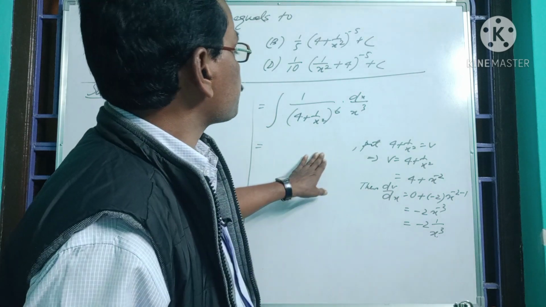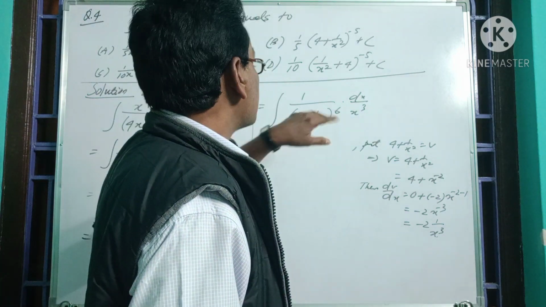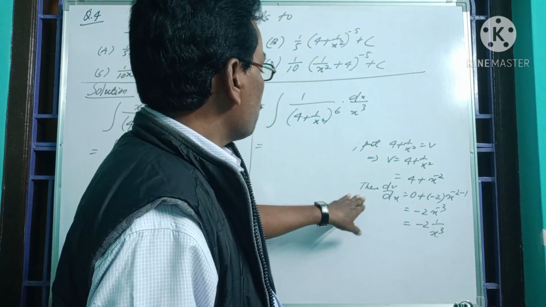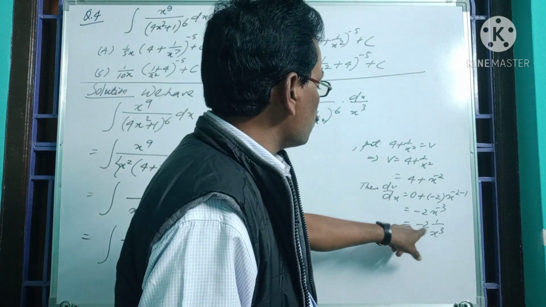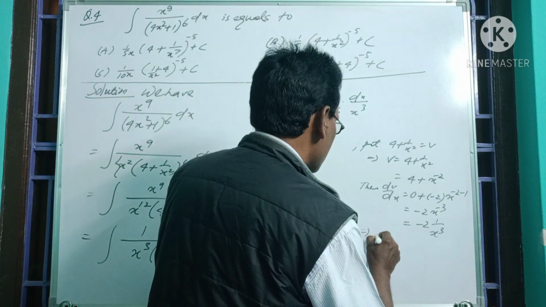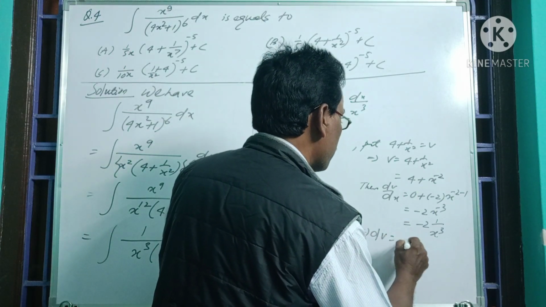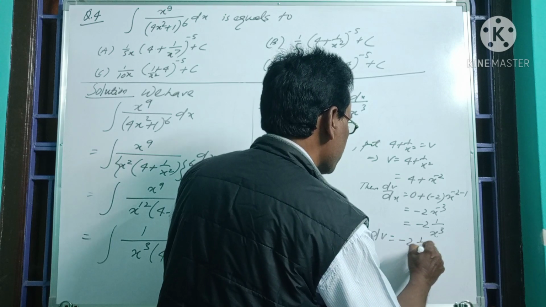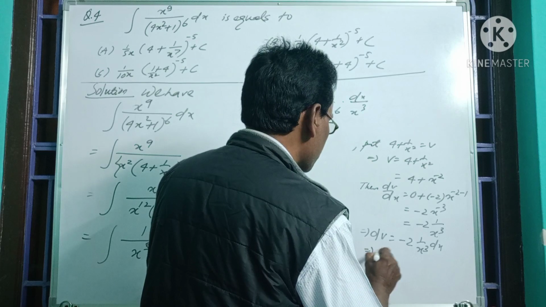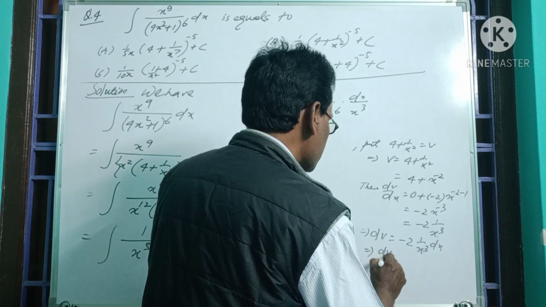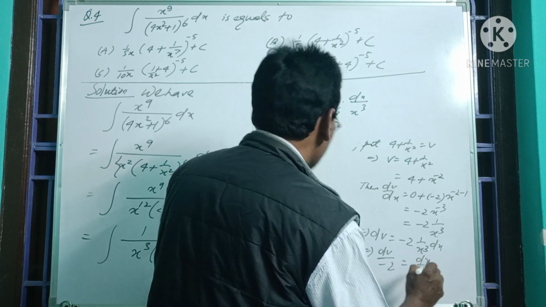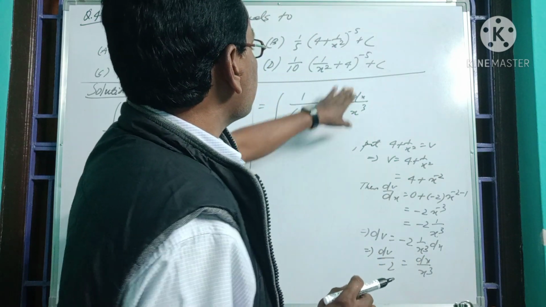So now substituting, we have dv by dx is equal to minus 2 into 1 by x cube. So again simplifying, we have dv is equal to minus 2 into 1 by x cube into dx. So again simplifying, we have dv by minus 2 is equal to dx by x cube, where the integrand contains the factor that is dx by x cube.